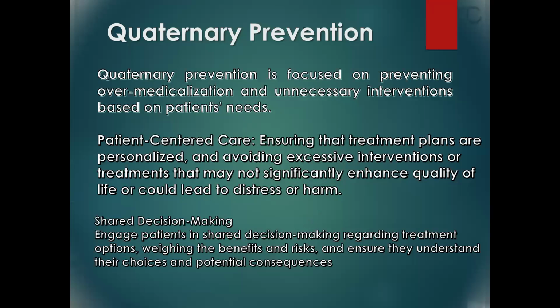Then the next level is quaternary level. Quaternary level prevention is focused on preventing over-medicalization and unnecessary interventions based on the patient's need. So the thing that is done there is patient-centered care. It's important to ensure that the treatment plans are personalized, narrowed down to meet the patient's needs, so as to avoid excessive interventions or treatment that may not really help the patient or may harm the patient.